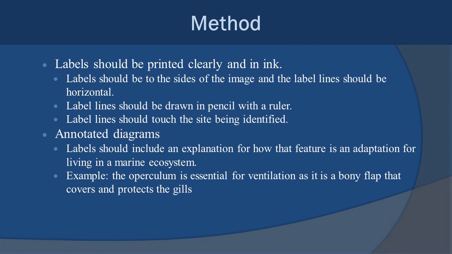Now, in some instances, you could be asked to have annotated diagrams. That's where the labels should include an explanation for how that feature is adapted for that marine ecosystem. For example, maybe you have an operculum, like a gill cover on a fish, and you write that it's essential for ventilation as it is a bony flap that covers and protects the gills. So sometimes you might need to write more than just a label, the name of that particular feature. You might actually have to write an annotation.